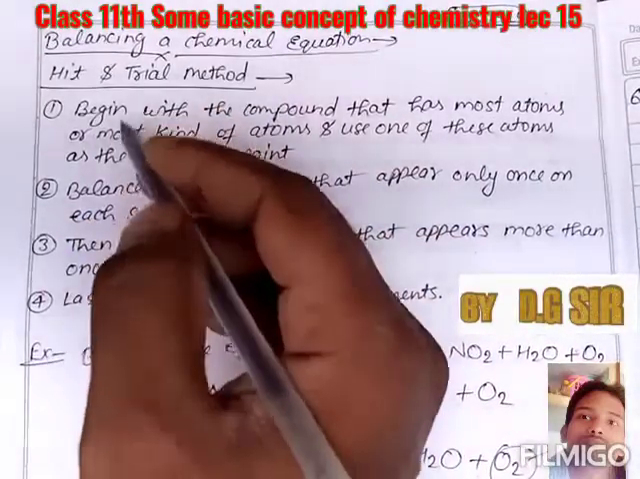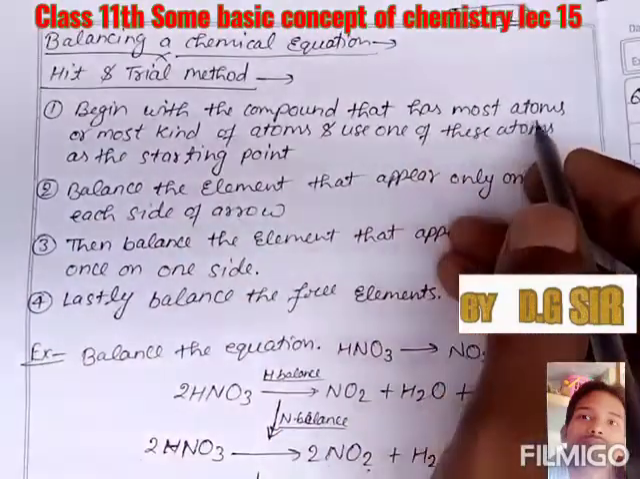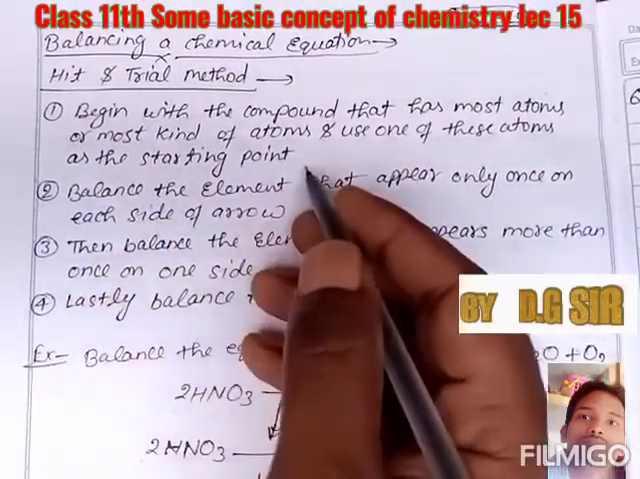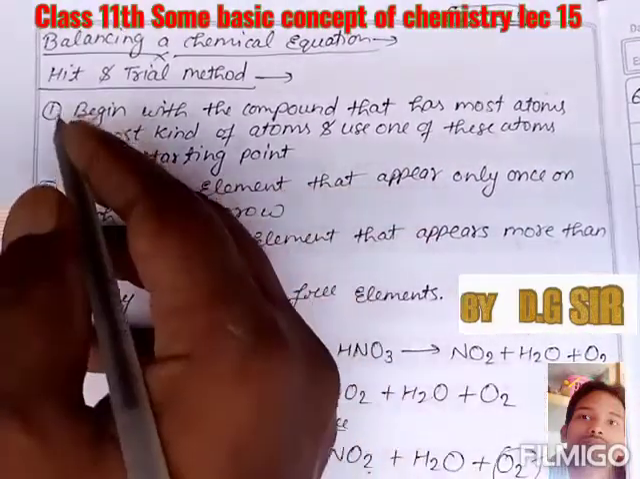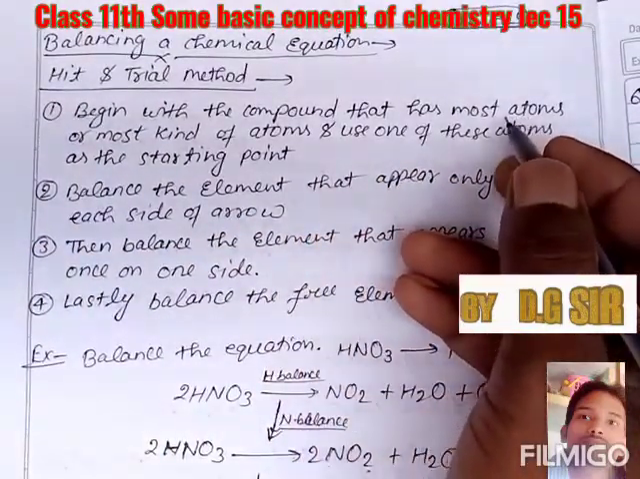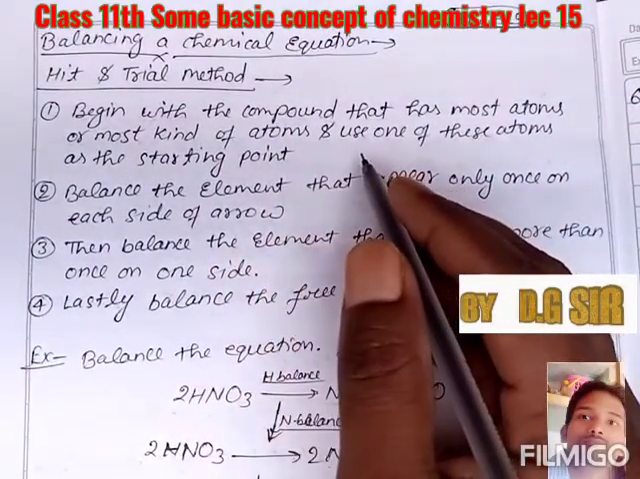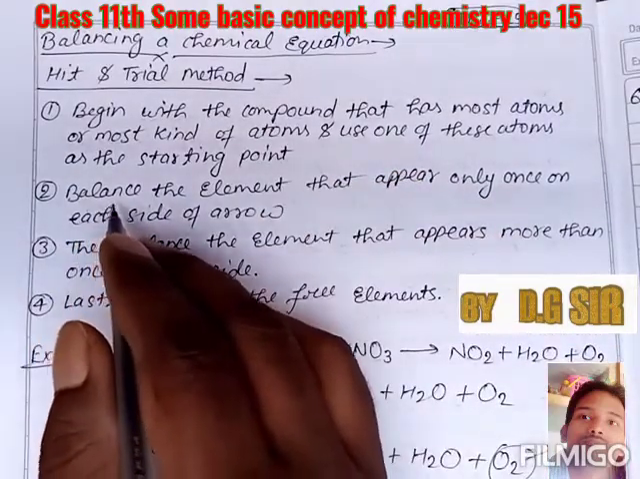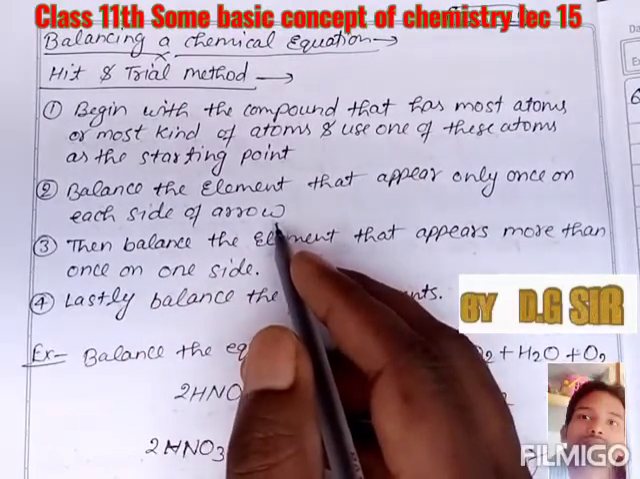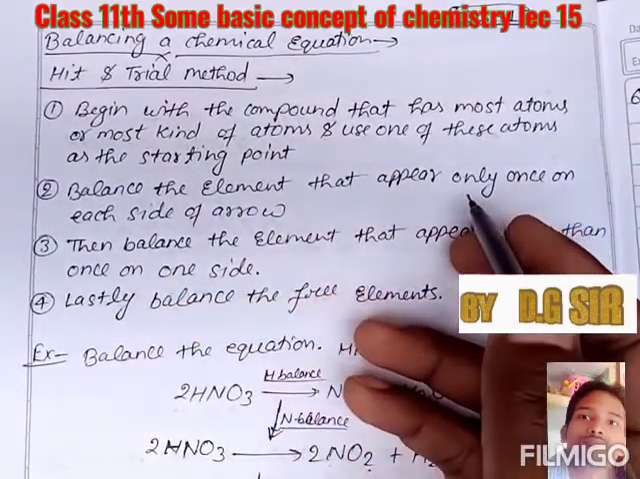Okay, so there are some rules you will remember here. Number one is to begin with the compound that has the most atoms or most kinds of atoms, and use one of these atoms as the starting point. In the first step you will look at the most atoms which are taking part in the chemical reaction. Second one is to balance the element that appears only once on each side of the arrow.